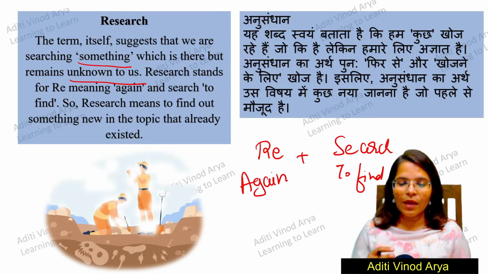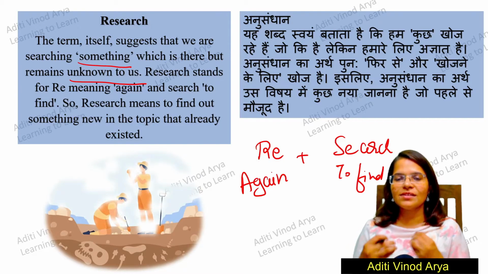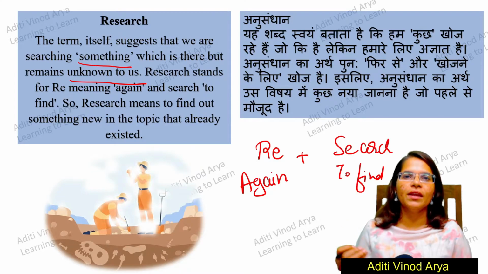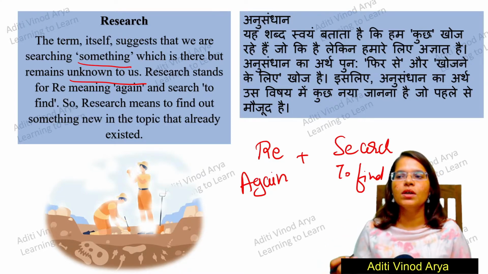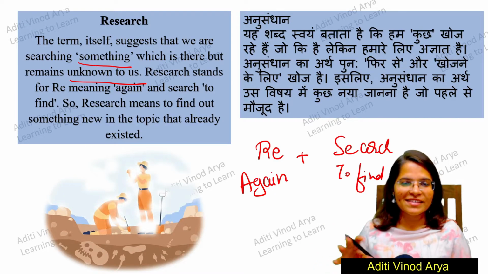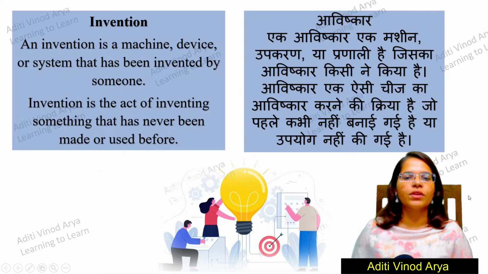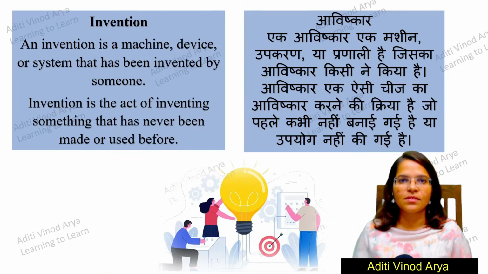So when are we finding something? When we have lost something, or when there is something in the environment. So research is finding out the truth, or finding out something new, something which is already existent in the environment. Whereas when we talk about invention, it is creating something new.